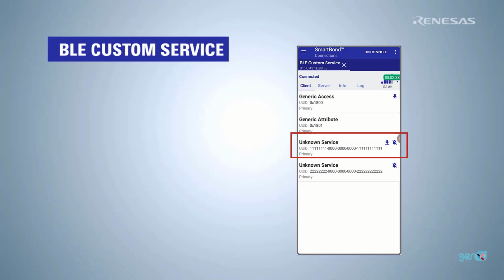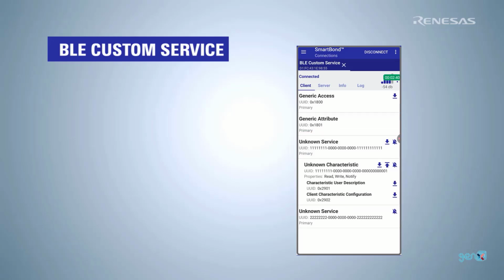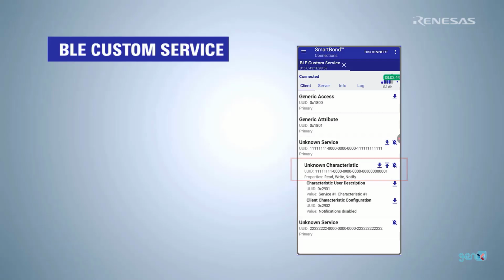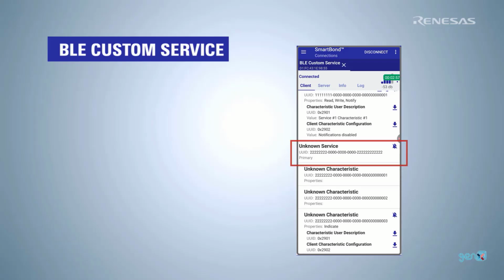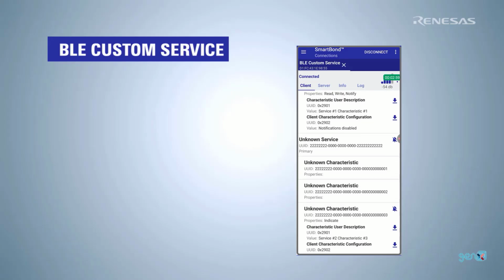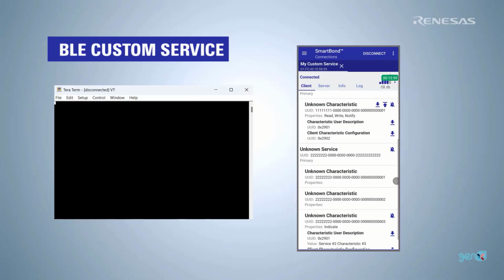The first one matches the custom UUID we set in our first service and includes a characteristic with read, write, and notify properties. Scrolling further, we see the second custom service with its own UUID, exactly as configured in the code. We can now interact with these characteristics, enabling notifications, writing values, and seeing responses in real time.